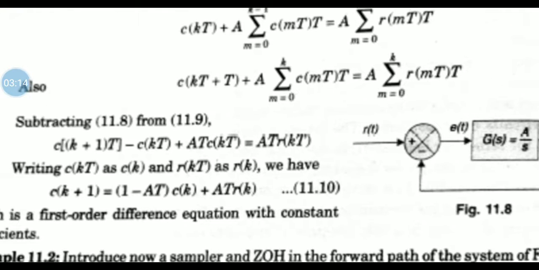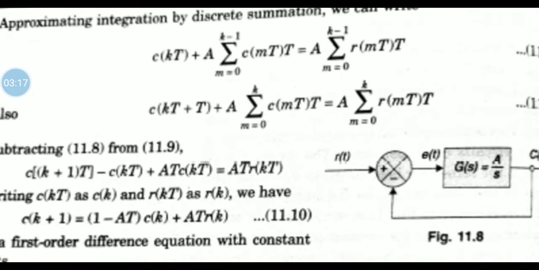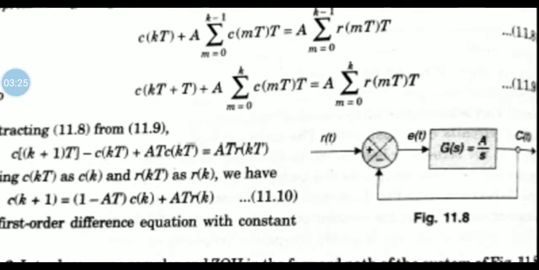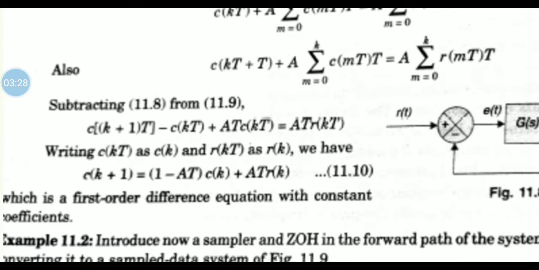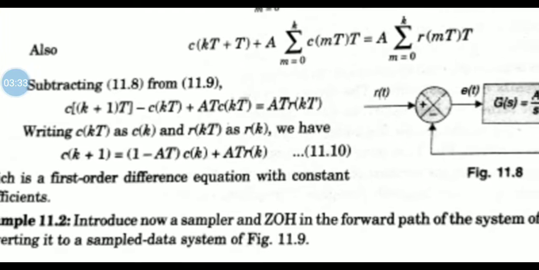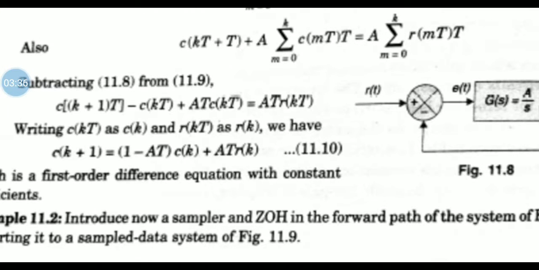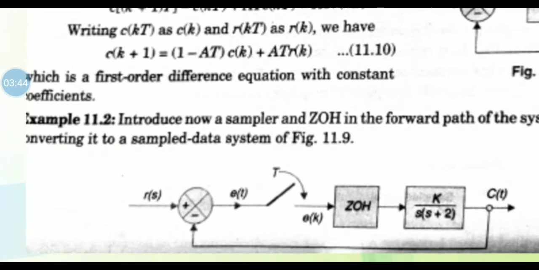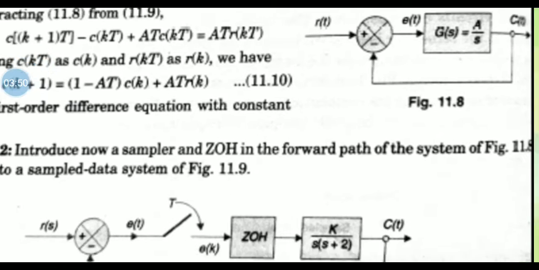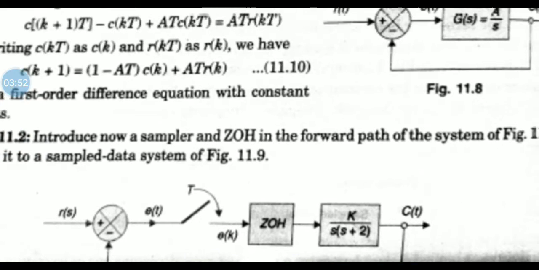Subtracting 11.8 from 11.9, what we get is c of (k plus 1)T minus c of kT plus aT c of kT is equal to aT r of kT. Writing c of kT as c of k and r of kT as r of k, we have c of k plus 1 is equal to (1 minus aT) c of k plus aT r of k. This is taken as equation 11.10, which is a first order difference equation with constant coefficients. Is it clear?